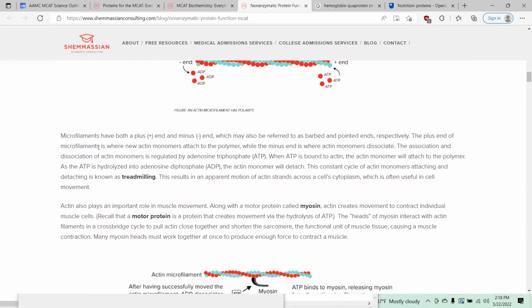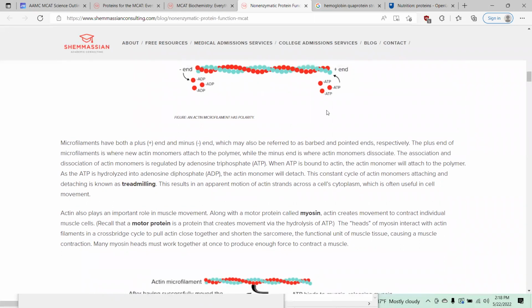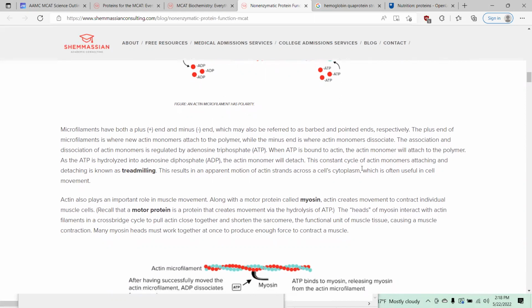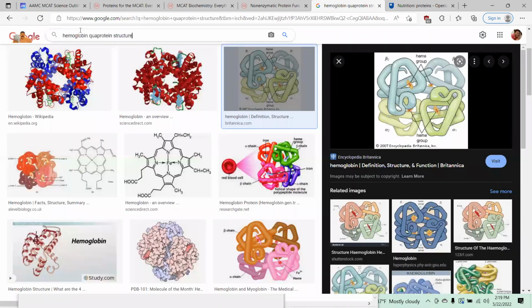The plus end of the microfilament is where a new actin monomer is attached to the polymer. So again, this is another polymer: actin is a monomer and the whole thing is a polymer. The plus end is where the new actin is getting added, and the minus end is where they dissociate. This is done through ATP, right? And we have this thing called treadmilling, which is actually very fascinating.